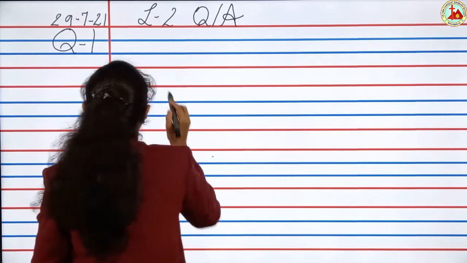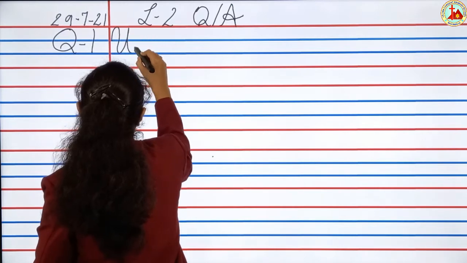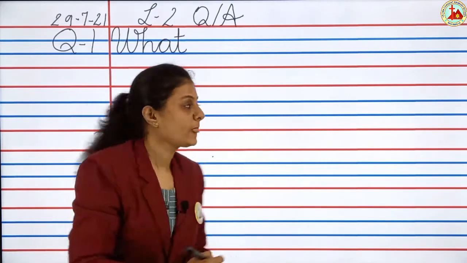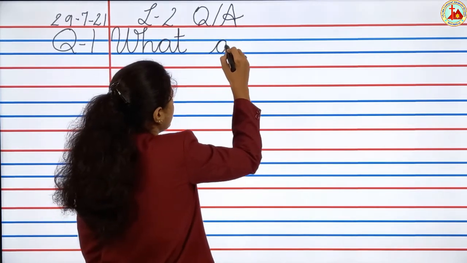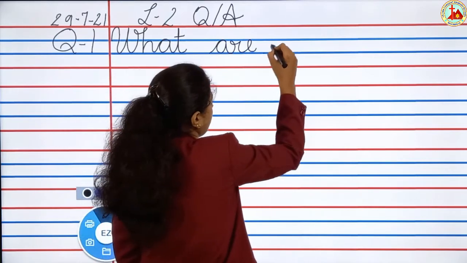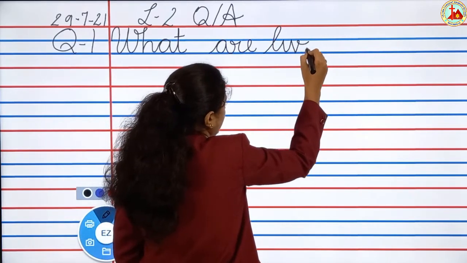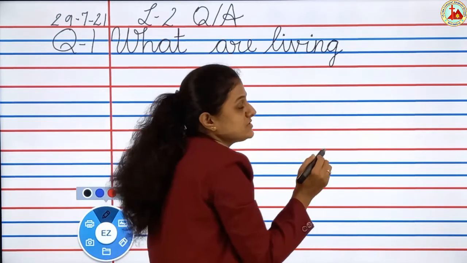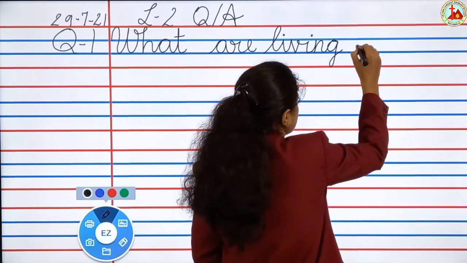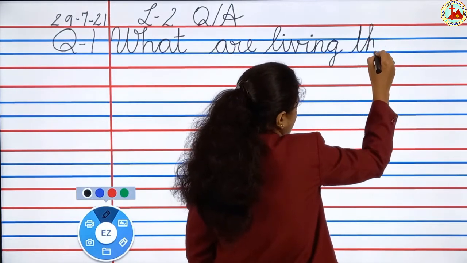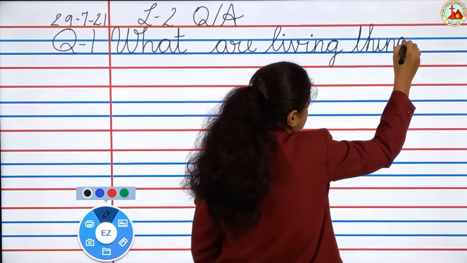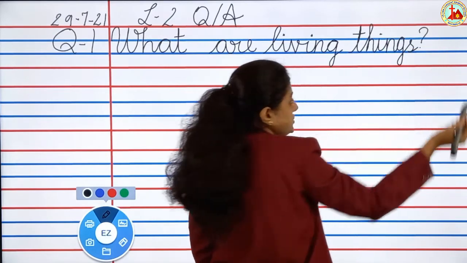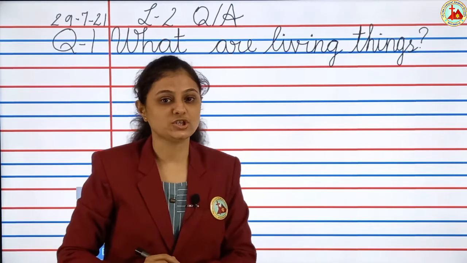Now read what is question number 1. What are living things? L-I-V-I-N-G, living, then put a dot on I, don't forget, many times in a hurry you forget to put that. Things, T-H-I-N-G-S, things, then a dash on T and a dot on I, and a question mark. Now, after writing the question, we write the answer.